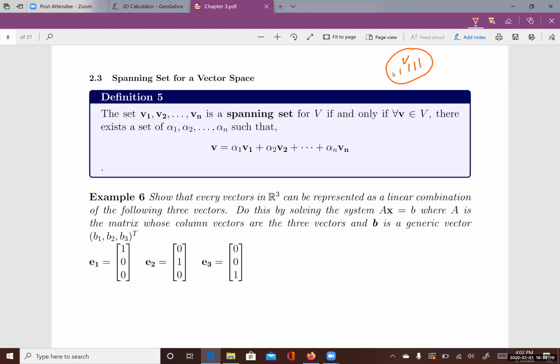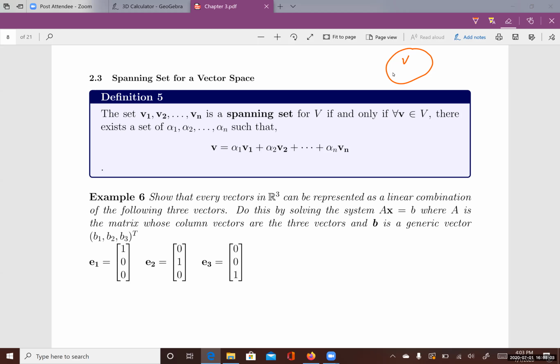Again, the spanning set for a vector space relates directly to linear combinations of a set of vectors. So if you are given a vector space V, you can try to determine whether a set of vectors is a spanning set for that vector space V. That means if you take all the linear combinations of a set of vectors, you will get to describe the entire subspace V.